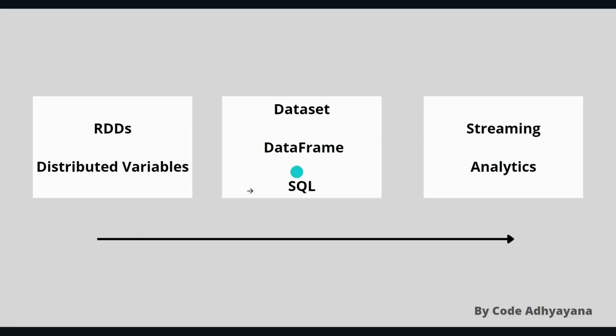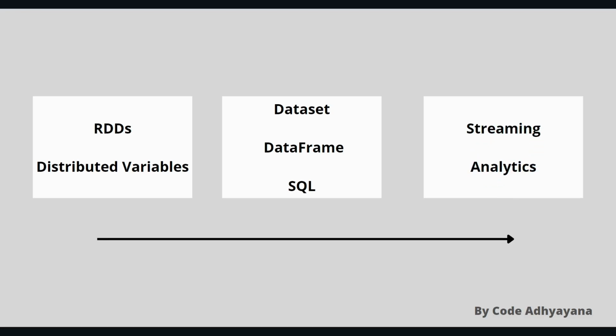Now moving next, we have different APIs available in Spark. We'll start from the lowest API, that is RDD, which is short for resilient distributed dataset, and distributed variables. Then we have dataset and data frame, and these are structured APIs where we have a lot of pre-built transformations, methods, and actions available. On top of it, we have streaming and analytical solutions.